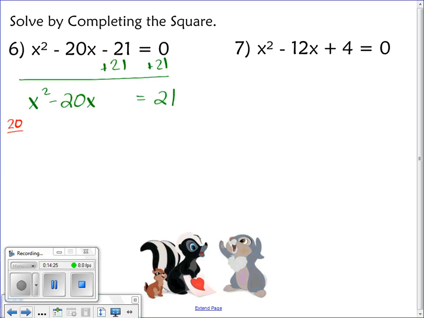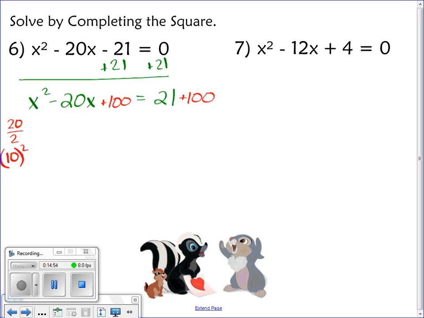20 divided by 2 is 10, and 10 squared is 100. So that is what I'm adding to both sides of my equation. Now, some people will be like, why do I have to even write that down if I'm just going to factor it in the very next step? Well, because this is what I'm factoring. If I don't put the 100 down, what are you factoring? Plus, if I have this on this side, I have to put it over here, so it's going to change that side of your equation.